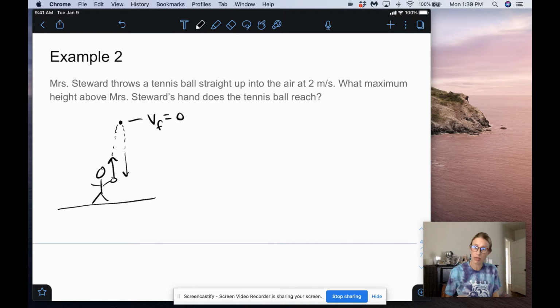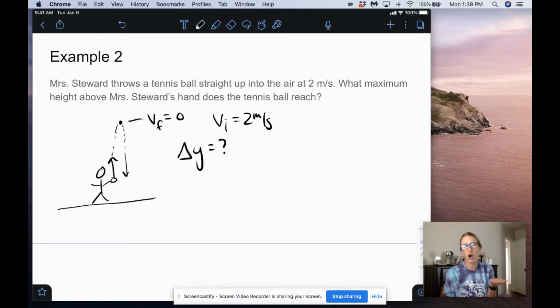We also know that I throw the ball up at 2 meters per second. So that means my initial velocity is 2 meters per second. And then I want to know the maximum height. Now we say that we start at a height of 0 and then our maximum height will be our final position. So really what I'm solving for here is my change in position, because that will be the height. And in this case, we're talking about a vertical position. So I'm going to say delta y equals question mark.